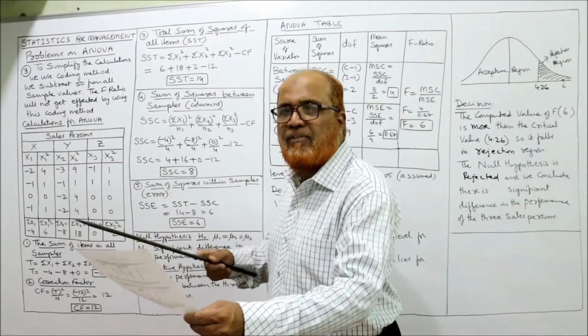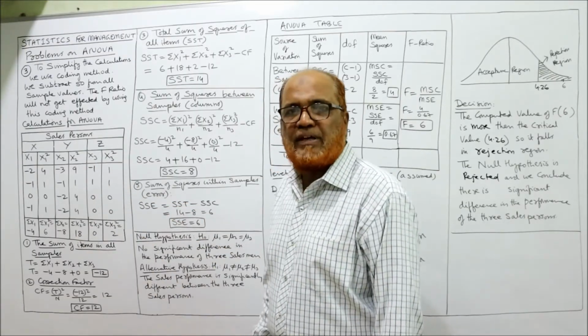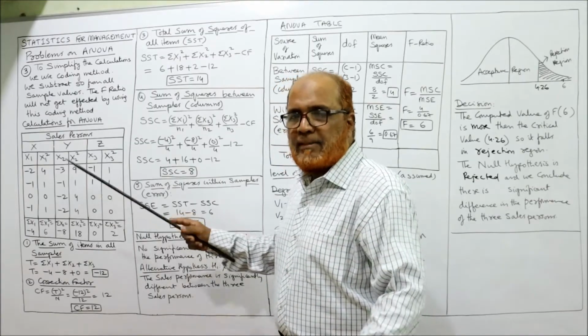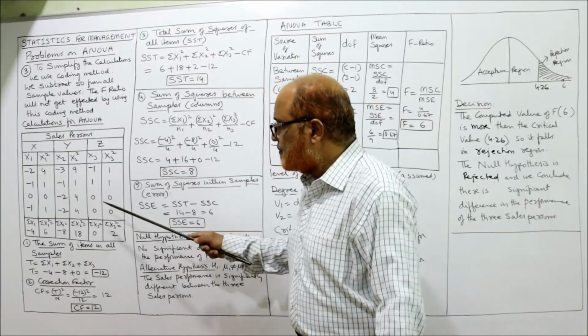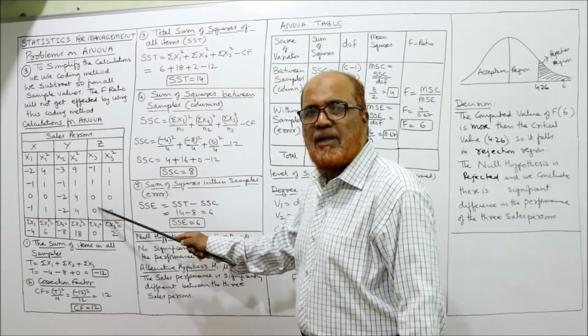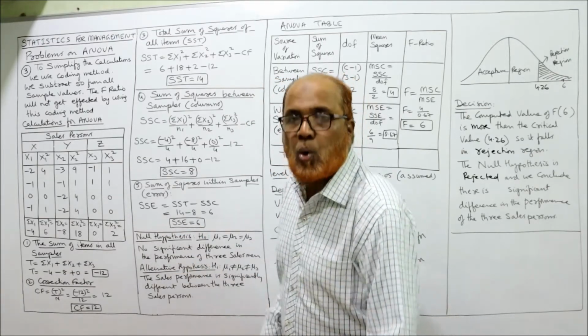The next one is 51. 51 minus 50 is 1. Then the last two are 50, 50. 50 minus 50 is 0, 0. That's it. This is called the coding method.